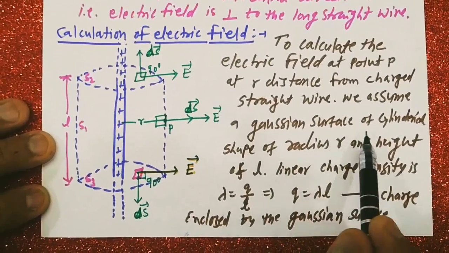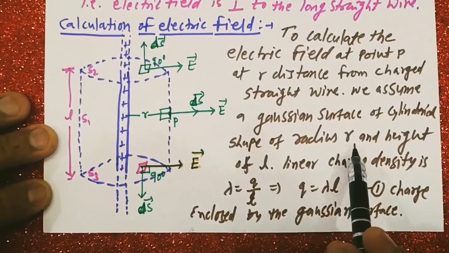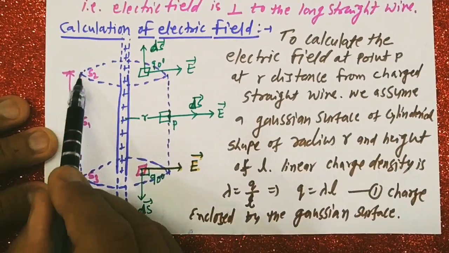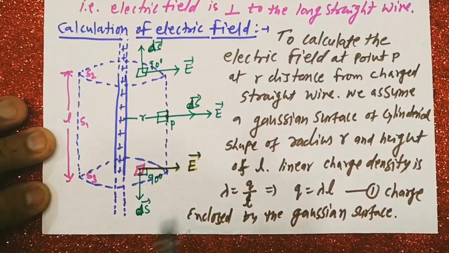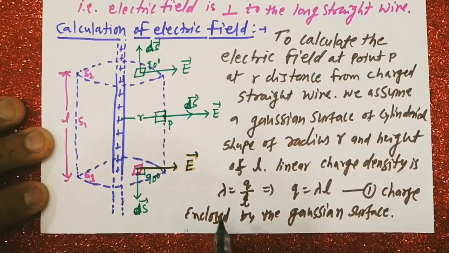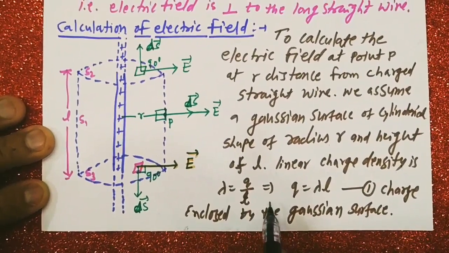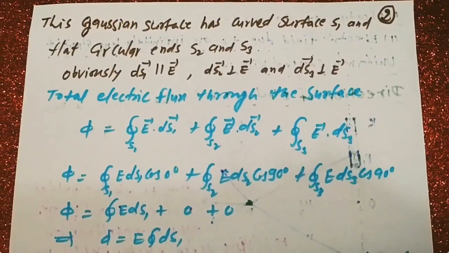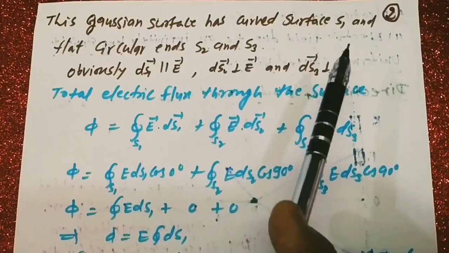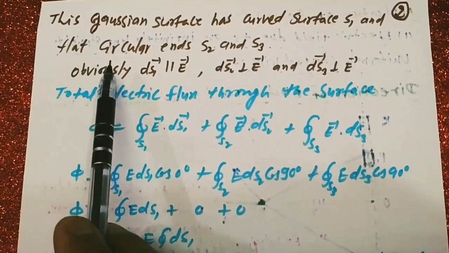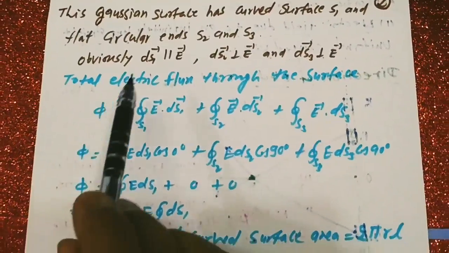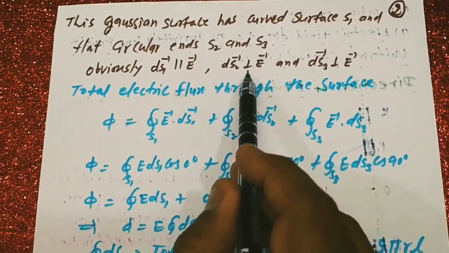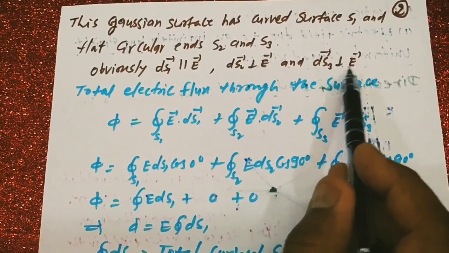We assume a Gaussian surface of cylindrical shape of radius r and height L. Here we assume a Gaussian surface whose length is L and radius is r. By the definition of linear charge density, lambda equals q upon L, which implies q equals lambda L. This is equation number 1. This Gaussian surface has a curved surface S1 and two flat circular ends S2 and S3. Obviously, dS1 is parallel to E, dS2 is perpendicular to E and dS3 is perpendicular to E.